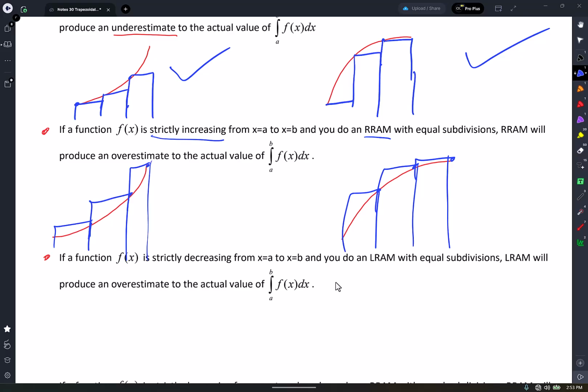Isn't that cool? So no matter what, if you're doing an RRAM with a strictly increasing function, it's going to be an overestimate. Do we care about concavity? No, it's going to be an overestimate no matter what. Let's go to the next one.